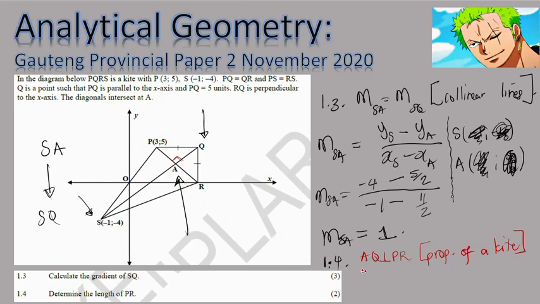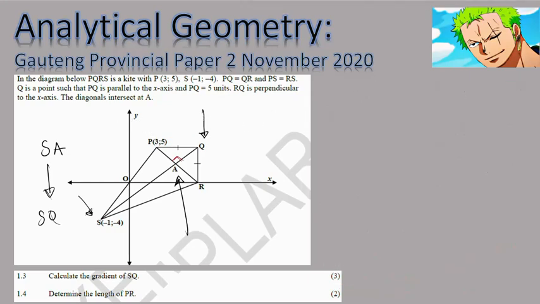Okay? So if that is the case, it means now the gradient of AQ multiplied by the gradient of PR is equal to -1, right? So I'm going to put a therefore symbol here, which means in this situation, if the gradient of SA is equal to 1, the gradient of PR will be equal to -1. Now some of you might be lost and say, what do you mean? If you are lost, don't worry, I'm going to do it again now, step by step through calculation.